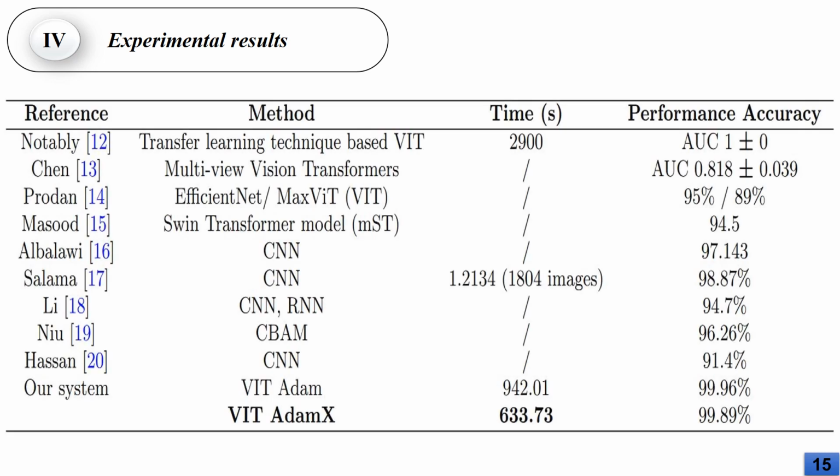And in this table we compared our results with previous work. So we see ViT with AdamX gets the best result with 633 seconds for training time.